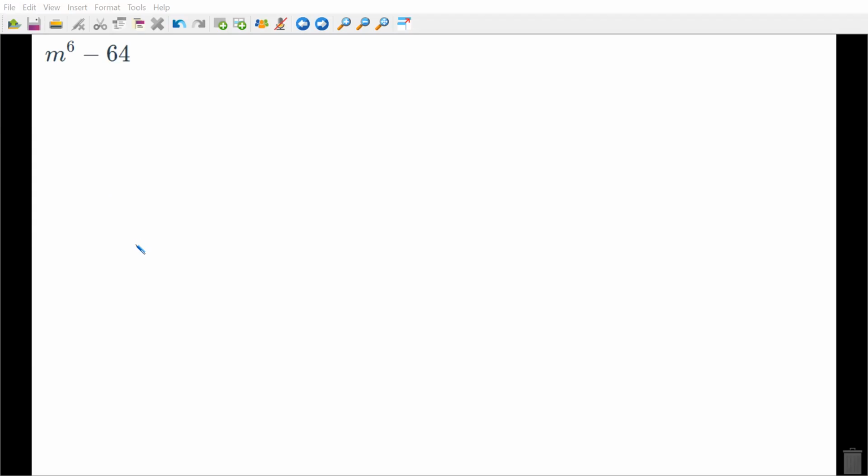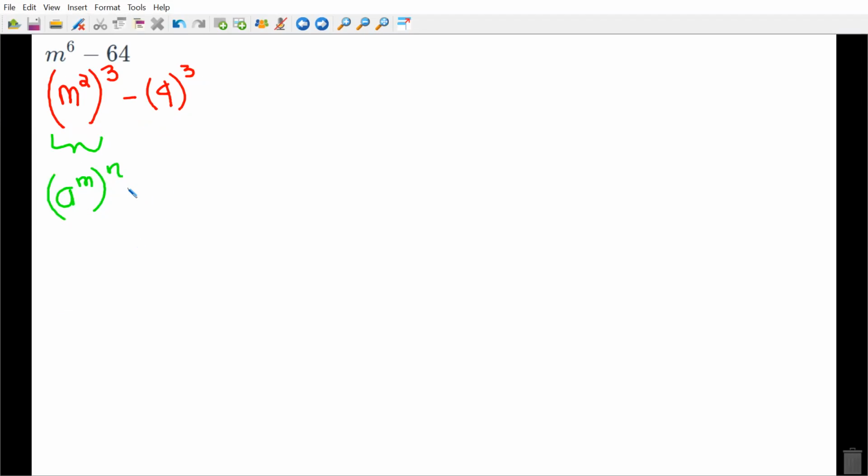Okay, m to the 6th minus 64. Guys, this is the same as m squared to the third power minus 4 to the third power. And why is the first term like this? Because, guys, remember there was a property of exponents that said a to the m times n was going to be this, okay?